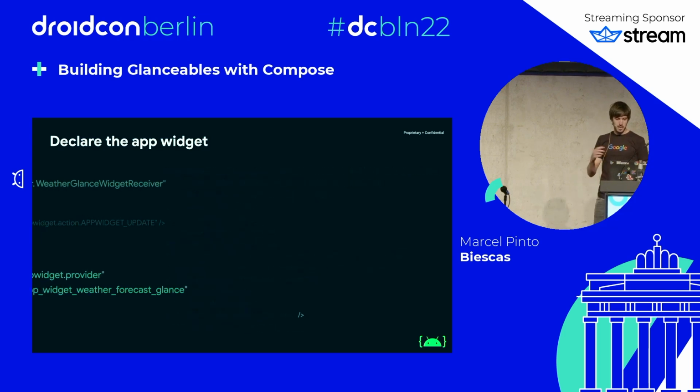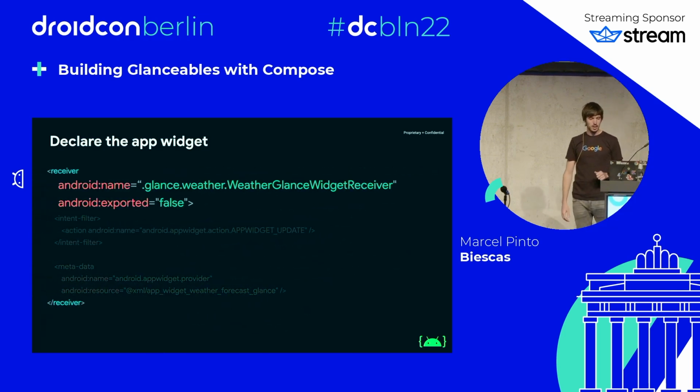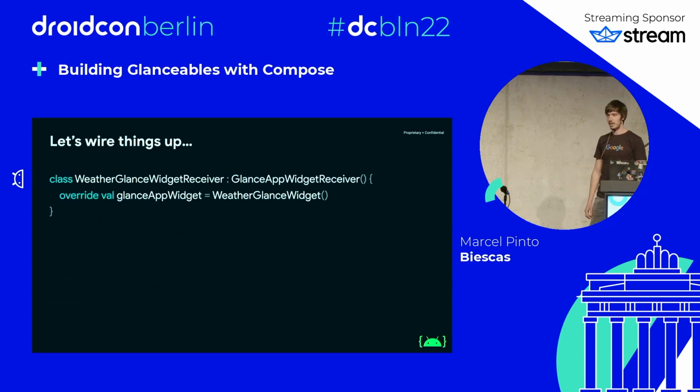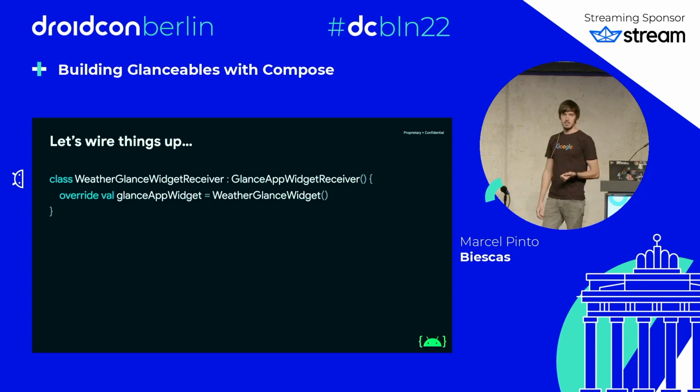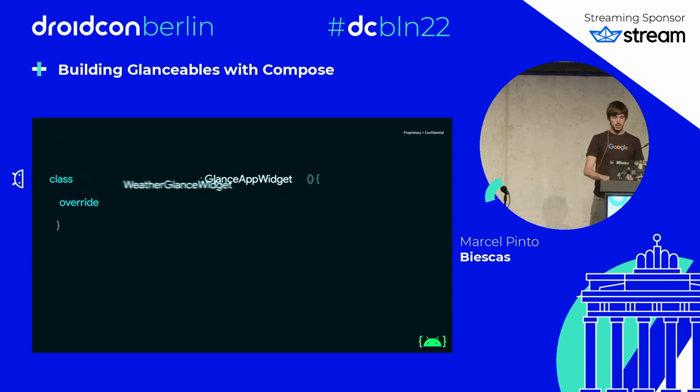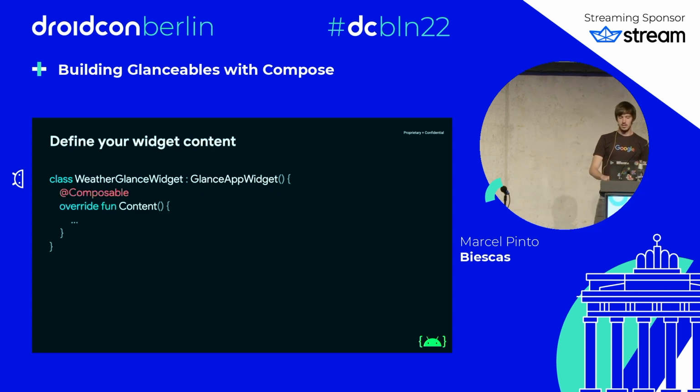And we will go back to our example. So now that we have registered our receiver, we need to implement it. To implement the receiver, as you saw in the first example, it's actually quite straightforward. We just need to pass the instance of our GlanceAppWidget. We will create this WeatherGlanceWidget that implements the Content function, which is our entry point to display the UI.